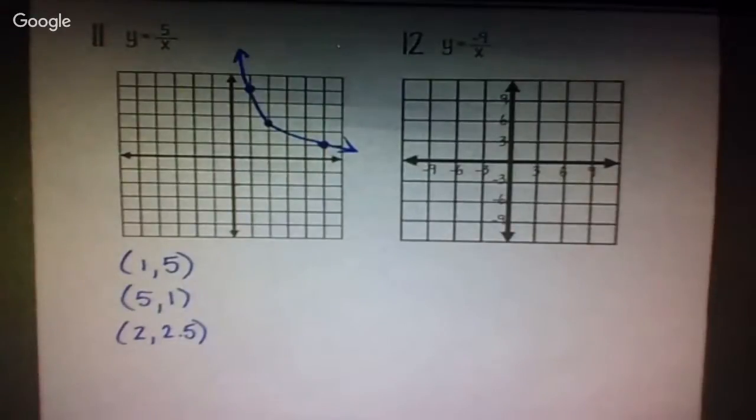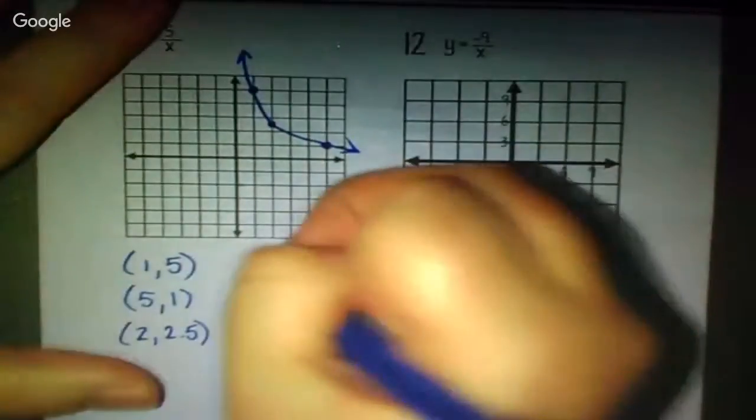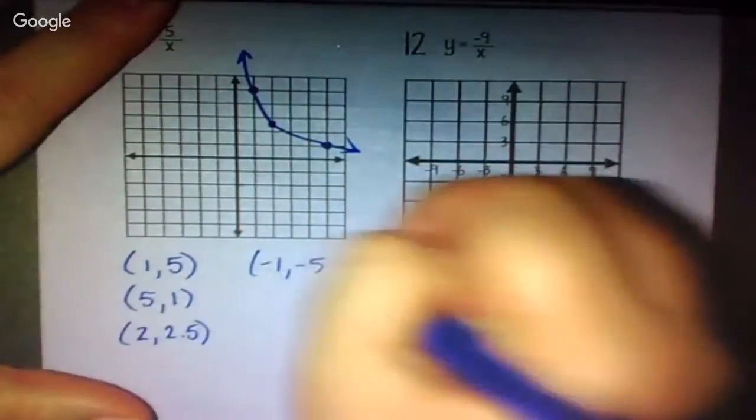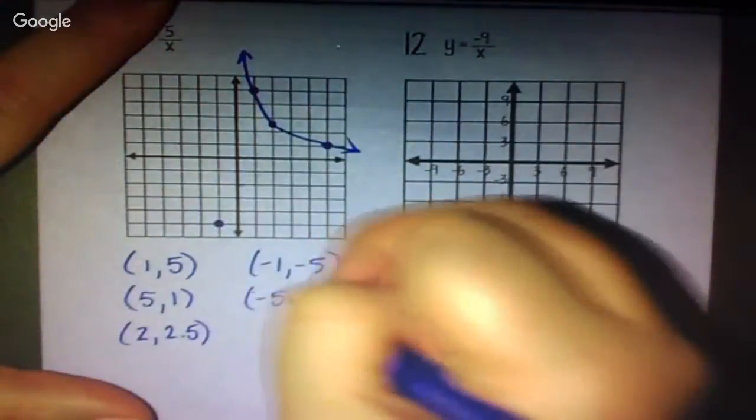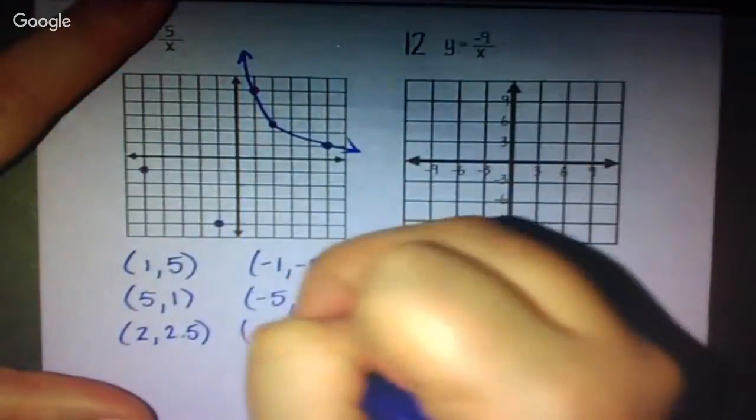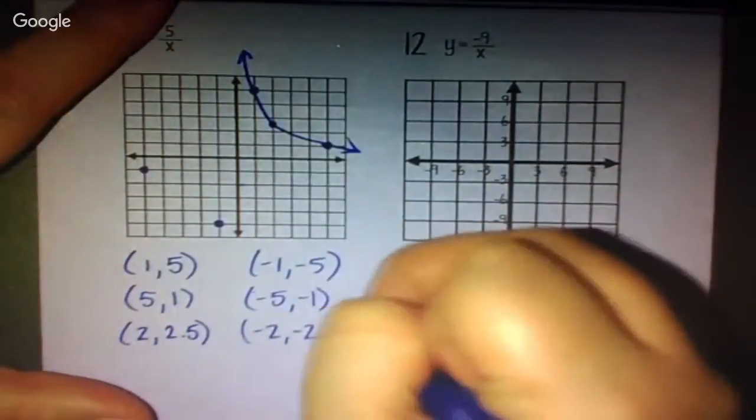Don't forget two, because I've got another piece. I just reversed my sign. So I've got one at -1, -5. I've got one at -5, -1. And I'll have one at -2, -2.5.